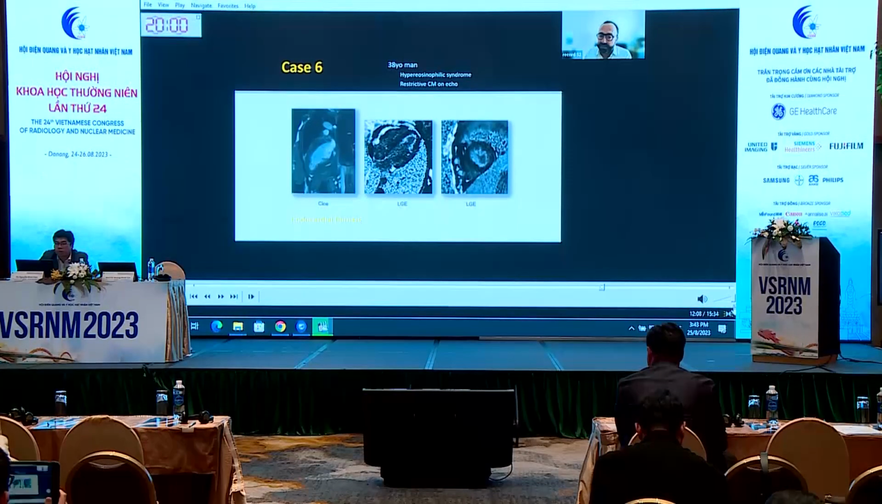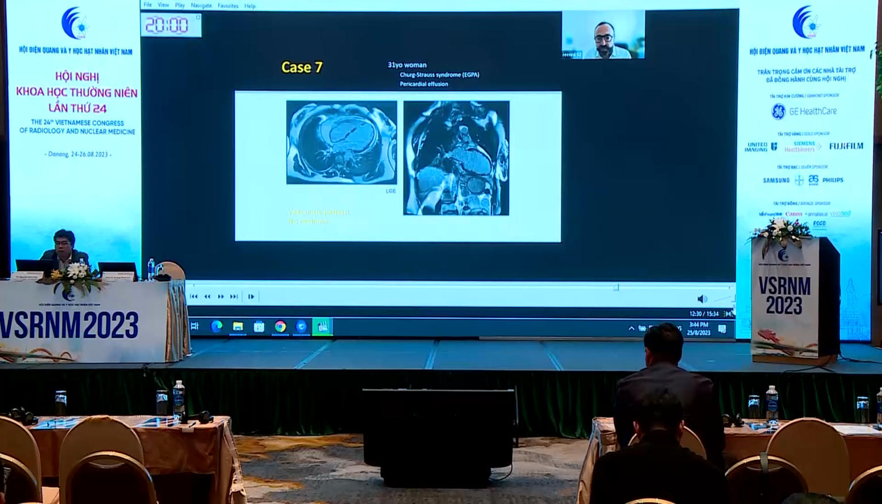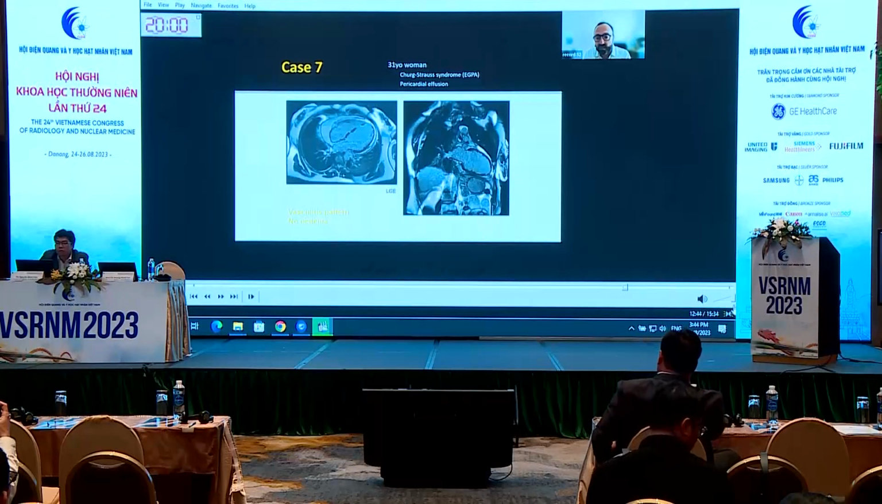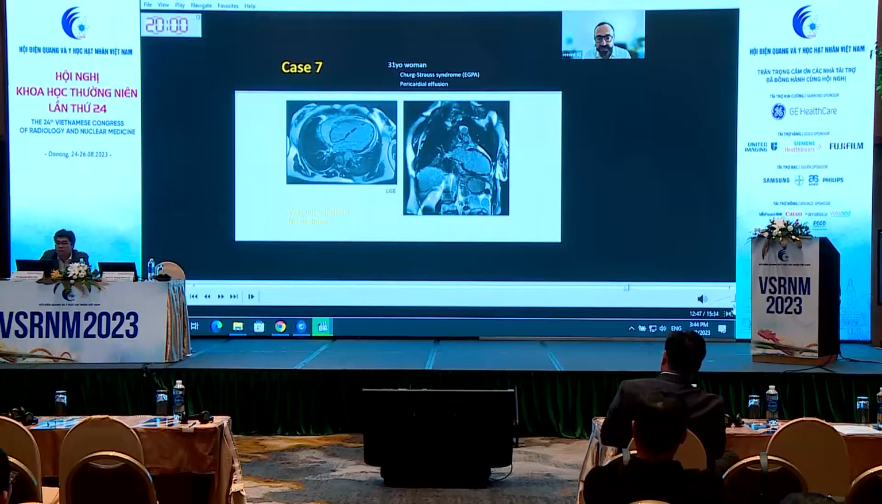Another example, this young patient with HES and restrictive cardiomyopathy on echo. On cine imaging, we can see the apical LV hypertrophy and endocardial LGE, but here the pattern is incomplete with no thrombus. A last example of eosinophilic heart disease in a chronic context: this patient was referred for pericardial effusion in a context of Churg-Strauss syndrome, and we find scars of vasculitis with here no edema, so no activity of the vasculitis.